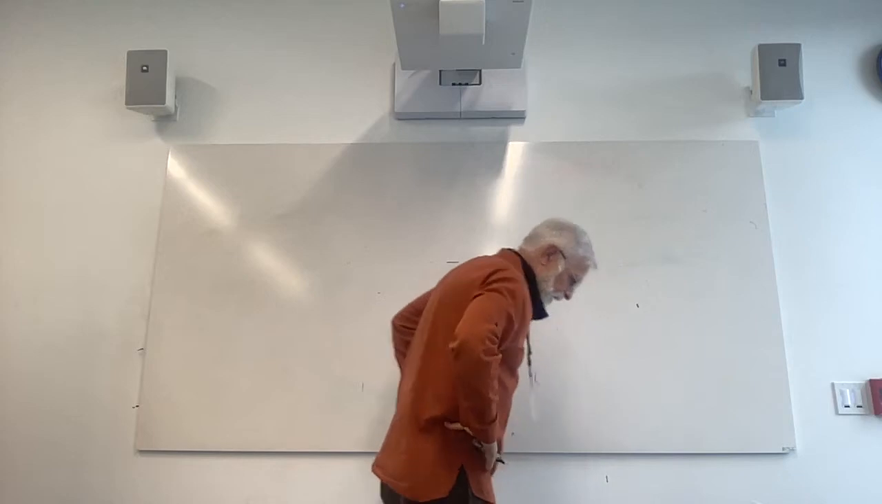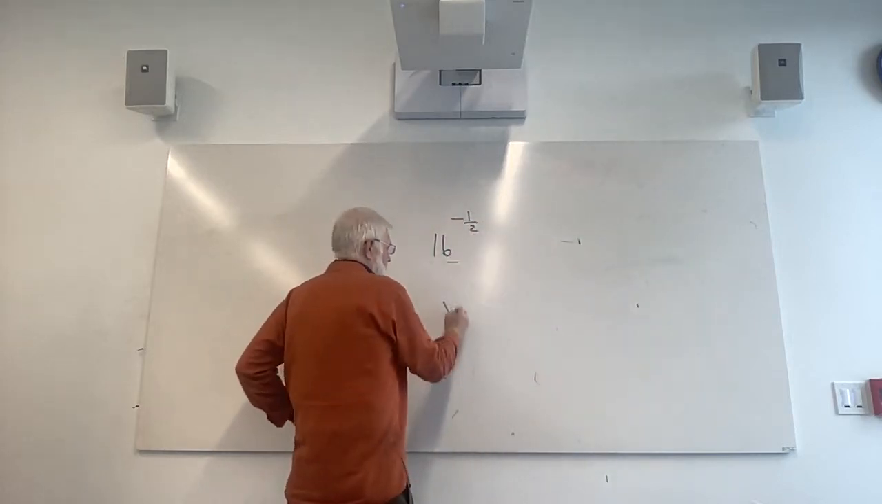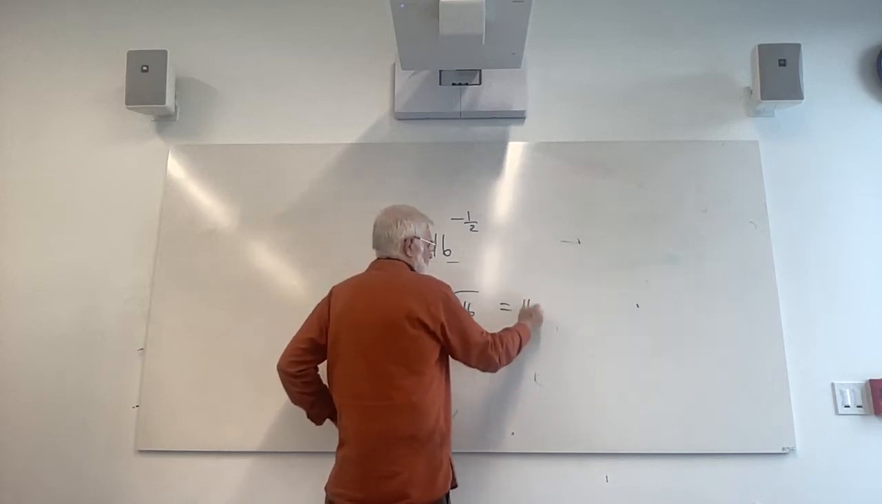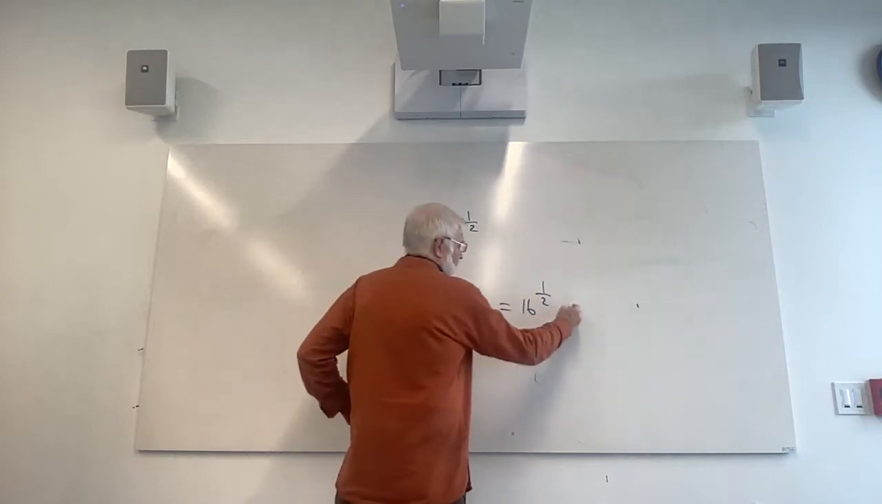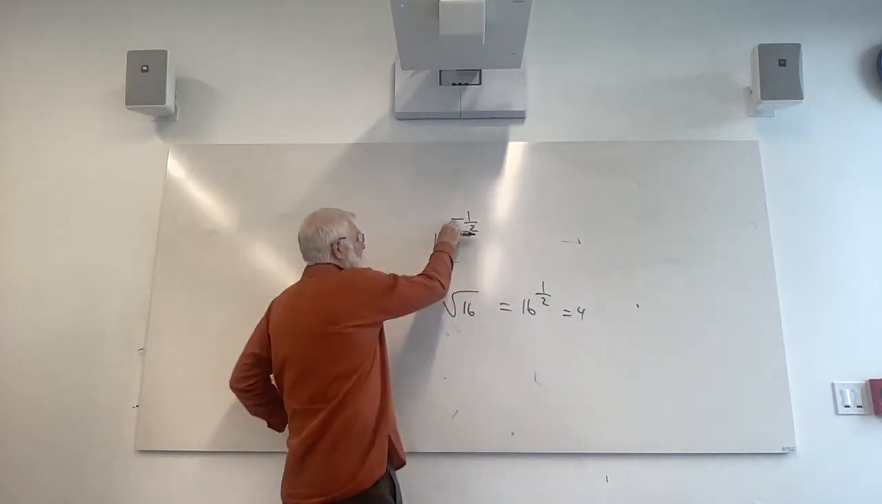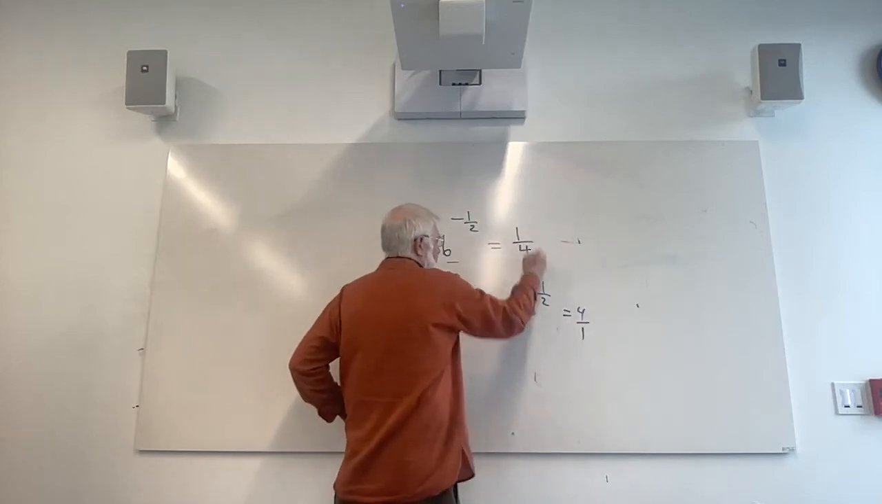Okay, 16 to the minus 1/2. All right, I know the square root of 16 could have been written as 16 to the 1/2. And I know that 16 to the 1/2 is 4. And I know the minus sign is a reciprocal. So 4/1 becomes 1/4.